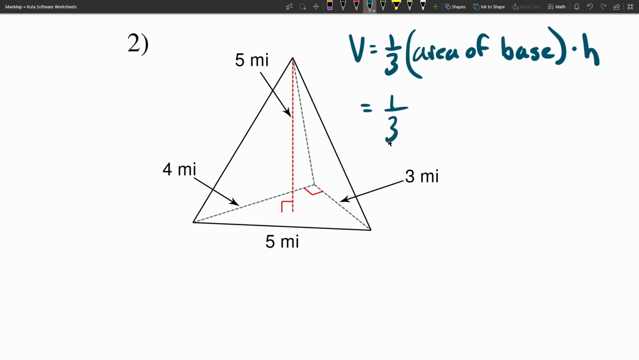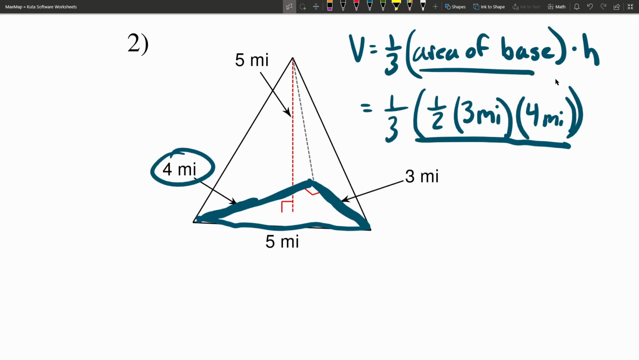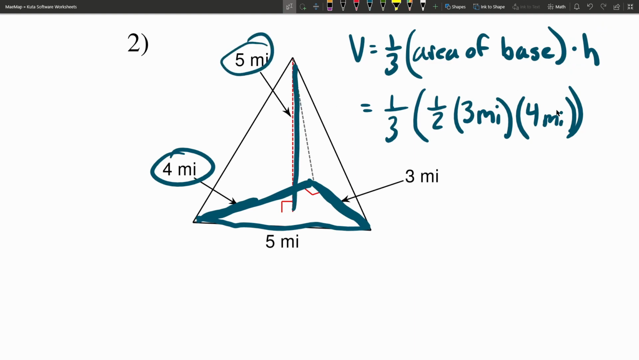Well, what's our base? For our pyramid, our base is the side, and it's a triangle where the length of that is 3 and the height of it is 4. So we have 1/3 times the area of a triangle is 1/2 its base, which we said was 3, and that's miles, times its height of 4 miles. So now that we have the area of our base, we need to multiply that by the overall height of our figure, which is labeled as 5 miles.